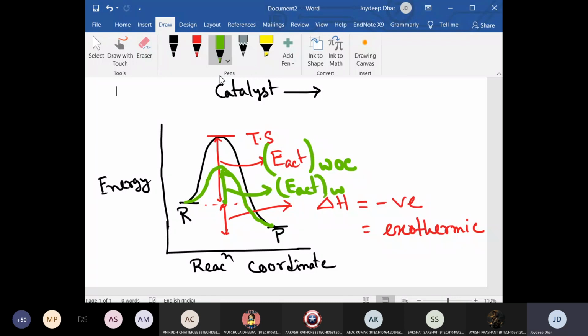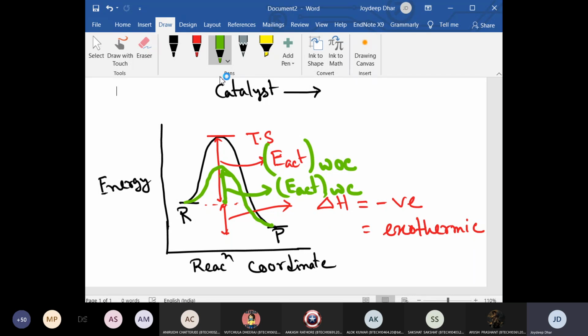With catalyst you can see it is shorter. That means it has reduced the energy barrier. So that barrier is lower, and you can easily cross over from reactant to product. That means the forward reaction is faster if you use the catalyst.